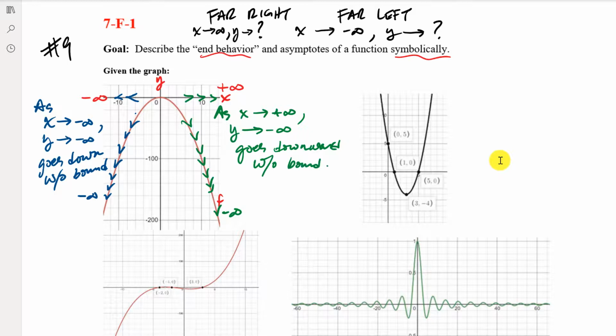Okay, it gets increasingly more negative, is what I'm saying. That's graph number 1. Now, graph number 2, this is a different case, all right? This probably goes up, all right? So let's analyze what happens when you go to the right, and let's analyze what happens when you go to the left.